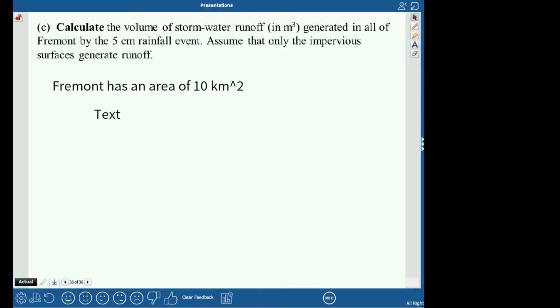Okay. I've got that. Let me see what else do we need. Oh, we've got our 5 centimeter rainfall, so we've got 0.05 meters. That's our amount of rainfall. Yeah, all these text boxes. I was just trying to move these words, and it just creates all these text boxes.